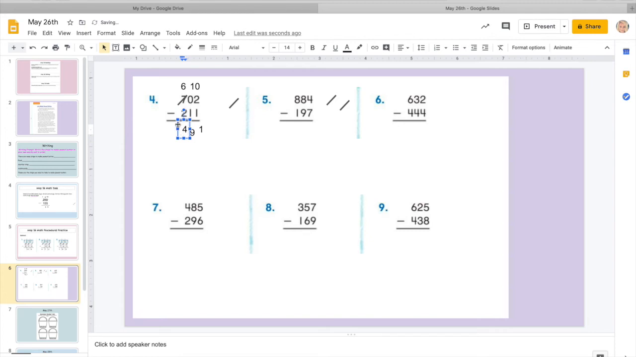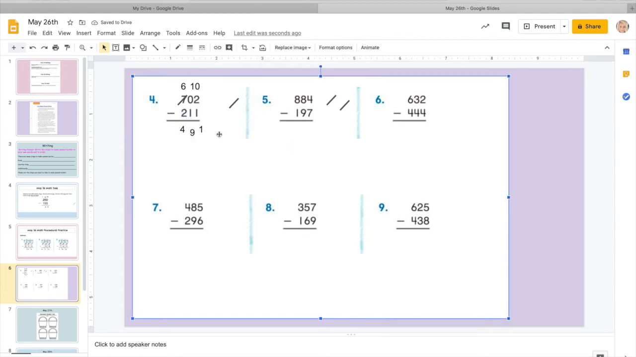And we know our difference is 491. So let's go ahead and try one more together, and then you can try some on your own. We're going to try to find the difference for number 5, where we have 884, and we're subtracting 197. So again, following those same 3 steps, we're going to start with the ones column.